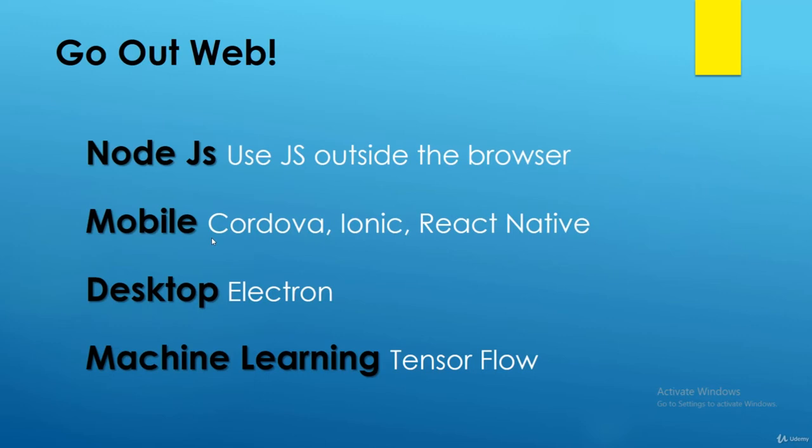JavaScript is not working today with web only. If you look at Node.js, it's using JavaScript outside the browser. As well in the mobile world, you can see Cordova, Ionic, and React Native using JavaScript. As well, Electron is using JavaScript in desktop applications. And lastly, TensorFlow is using JavaScript in machine learning.